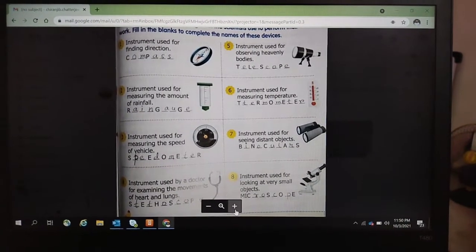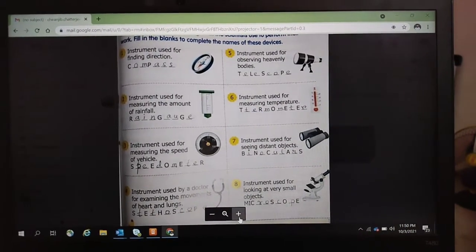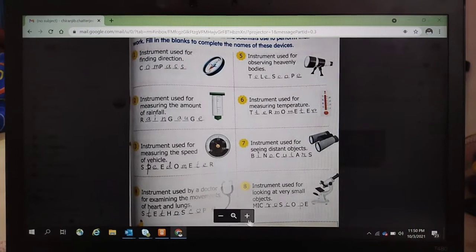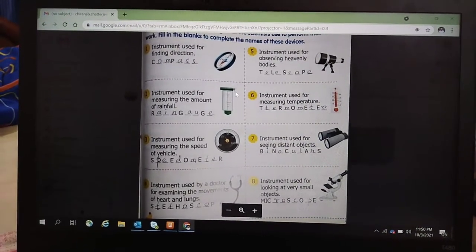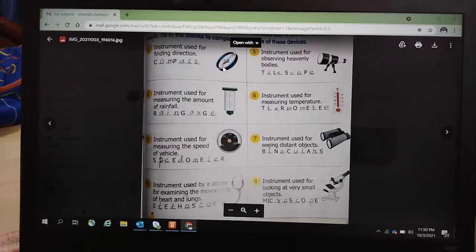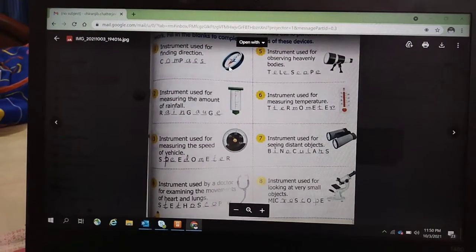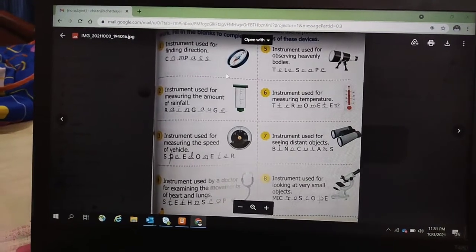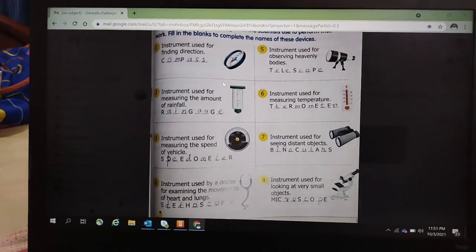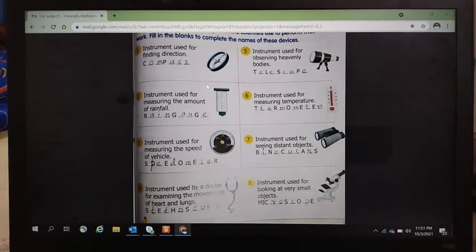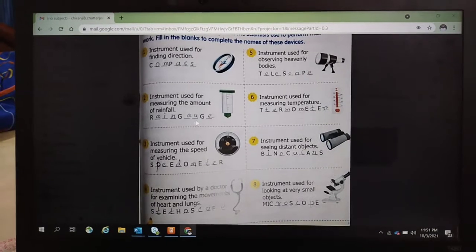So this is actually instrument name. Okay, number one, instrument used for finding direction. Answer is compass. I hope all of you can see that screen. They have already written the answer, so you will write in your book now. Number two, instrument used for measuring the amount of rainfall. The answer is rain gauge.